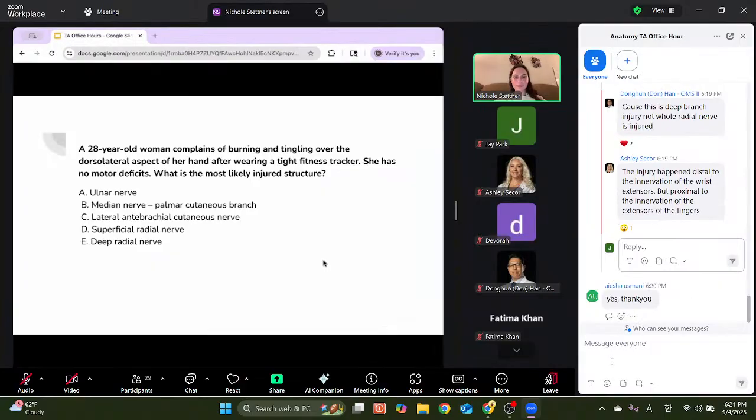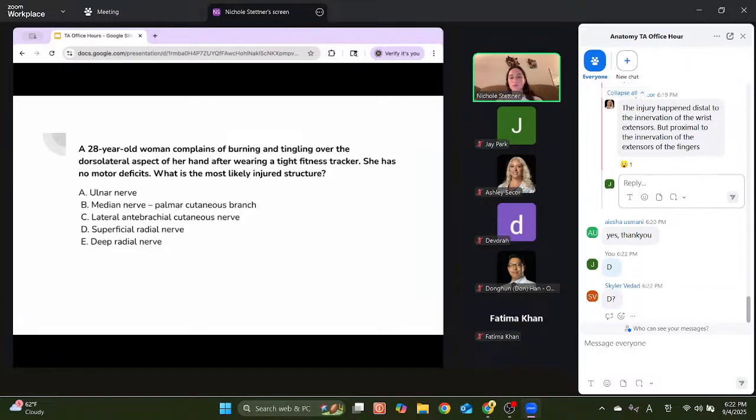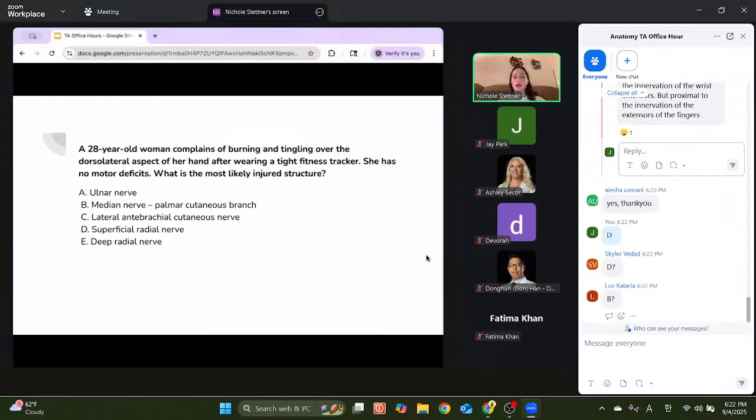Okay, another problem. Burning, tingling over the dorsal lateral aspect of the hand after wearing a fitness tracker, no known motor deficits. What is the most likely injured structure? So this person does not have any motor deficits, and it's to the dorsal lateral aspect of her hand.